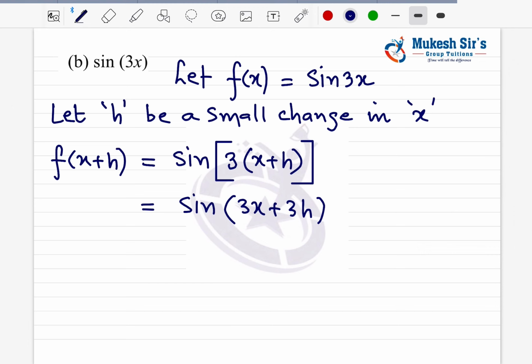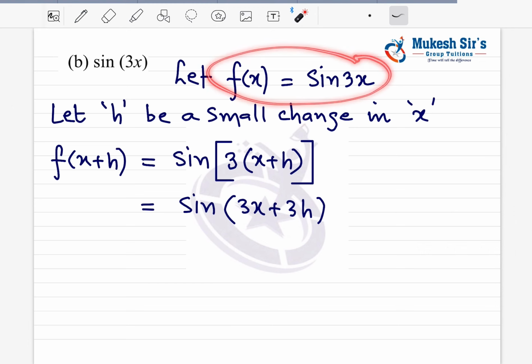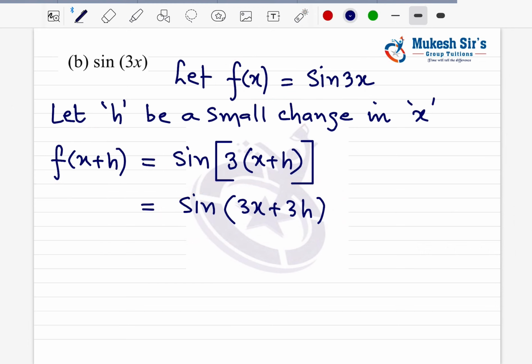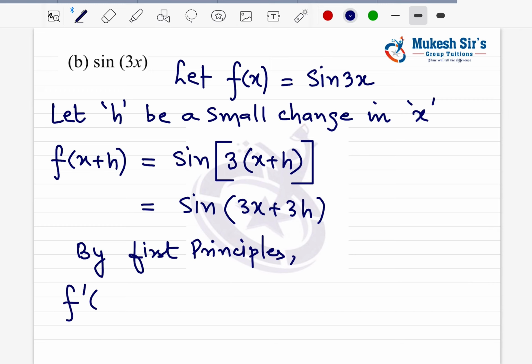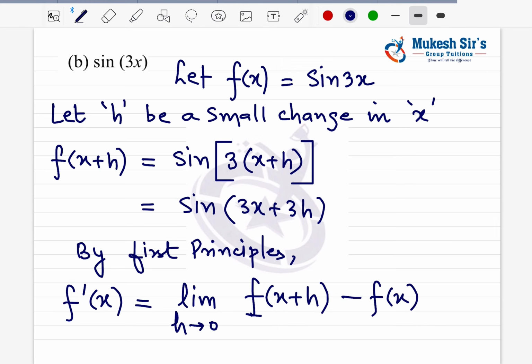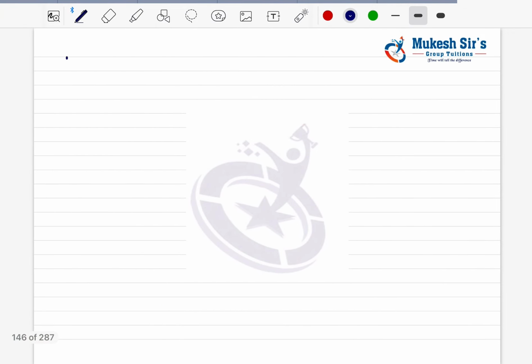So you have f of x now. You have f of x plus h value. Now you can say by first principles. f dash x, the derivative of f of x, is equal to, the formula is same. Please by heart the formula. Limit h tends to 0, f of x plus h minus f of x, the whole divided by h. So let's put the values. f dash x is equal to limit h tends to 0.